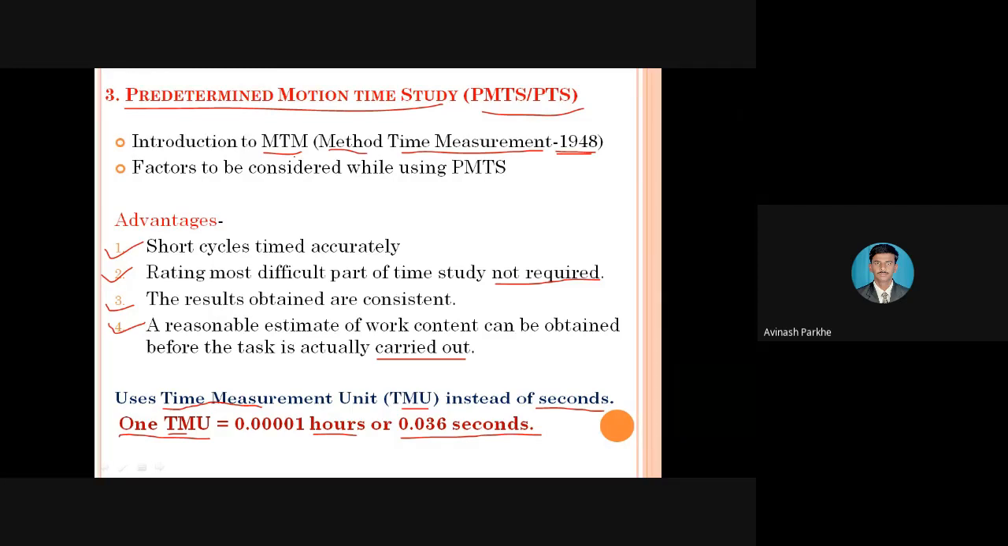Based on this PMTS, one MCQ question is there. PMTS stands for... 4 options will be given. From those 4 options, we have to select the correct one: predetermined motion time study, or predetermined motion time system, or predetermined motion time standards. So from that we have to select the correct option, and you will get the correct mark. So these are the three methods which we have discussed in this chapter.